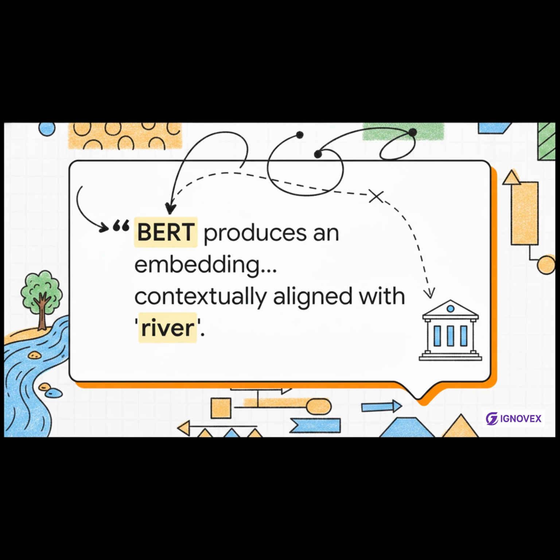Let's actually apply this to the exact problem we started the explainer with. As the source material notes, in the sentence, "He sat by the bank," BERT produces a mathematical embedding for bank that is instantly and contextually aligned with river rather than financial institution. It doesn't just look up a static dictionary entry. It dynamically adjusts the definition based on the entire sentence structure in real time. It truly is a stunning technological achievement that solves the very mystery we set out to understand.